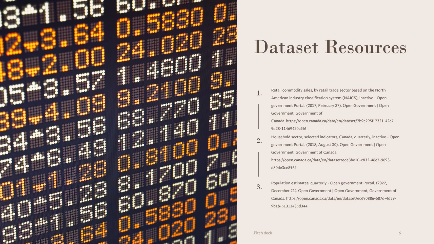These are our dataset resources. We took our dataset from the Open Government Portal, that is, retail commodity sales by retail trade sector, household sector, and population estimates, which are quarterly based.